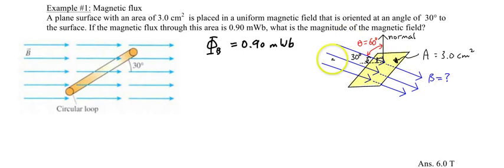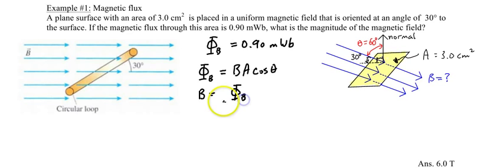Because B is uniform at all places along that area, we can use the magnetic flux formula. Phi sub B is equal to the magnetic field strength B times the cross-sectional area A multiplied by the cosine of the angle between the normal and the field lines B. So solving for the magnetic field, we'll have the magnetic flux divided by the area multiplied by cosine of the angle theta.